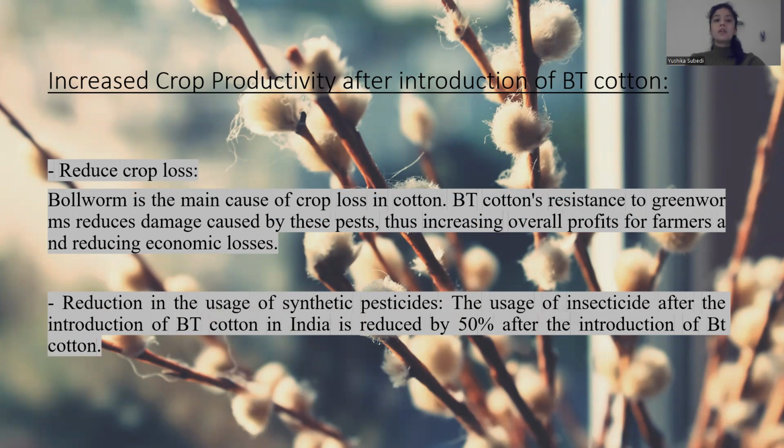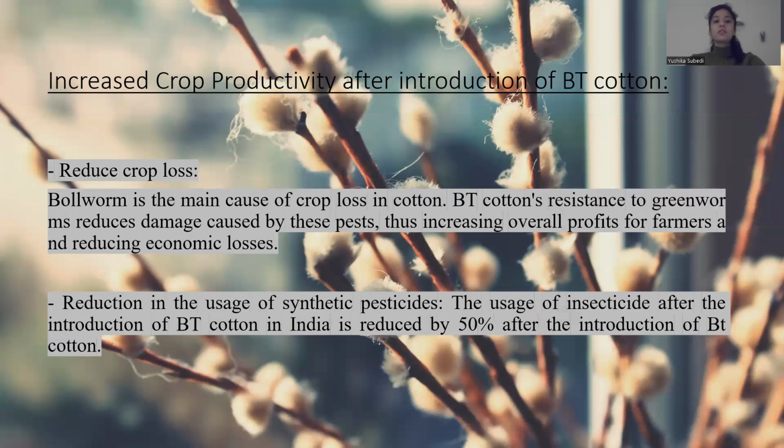Bt cotton has been hereditarily altered to deliver a poison that's poisonous to the bollworms, one of the four most damaging bugs of cotton. Bollworm is the main cause of crop loss in cotton. Bt cotton's resistance to bollworms reduces damage caused by these pests, thus increasing overall profits for farmers and reducing economic crop losses.